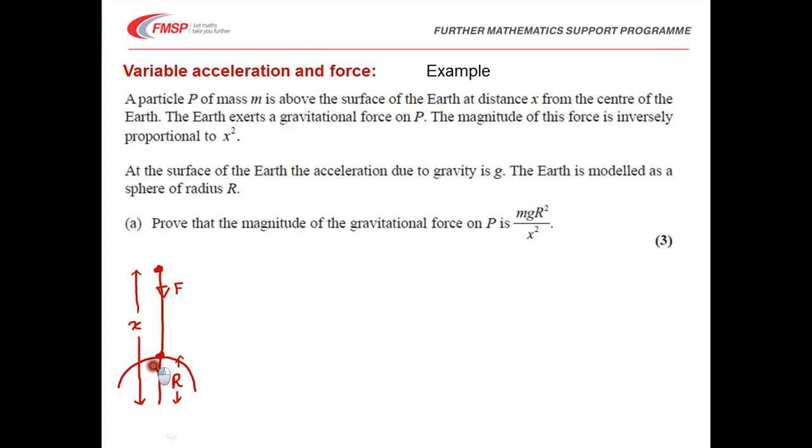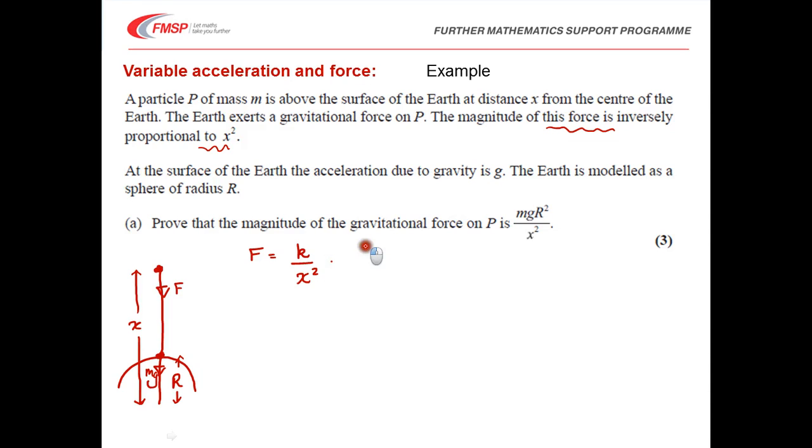Because it's got mass m, its weight at the surface of the Earth, i.e. the gravitational force on it, is given by mg. And we're going to use that, as I mentioned earlier, as our base case in here. Now, it tells you that the magnitude of the force is inversely proportional to x squared, so we can say from that that F is some constant k over x squared. That's the information that we can get from that inversely proportional to x squared statement. So that's a good start.